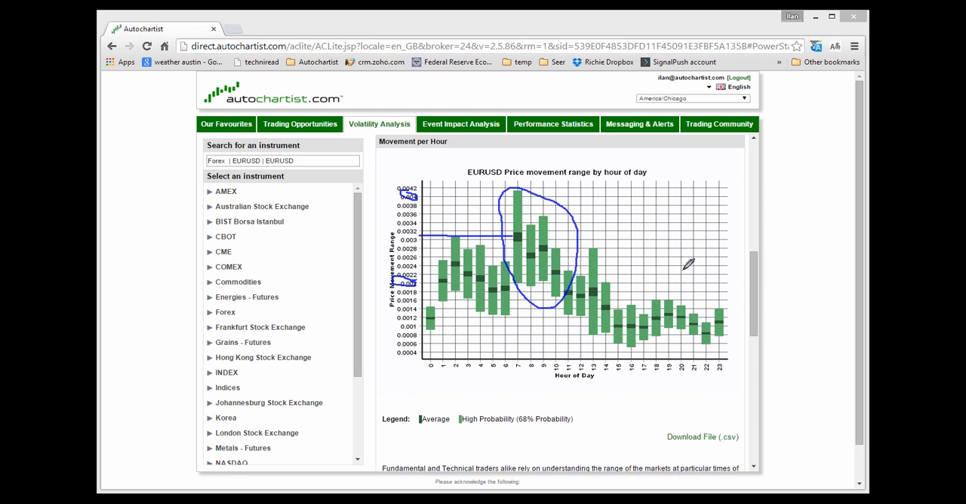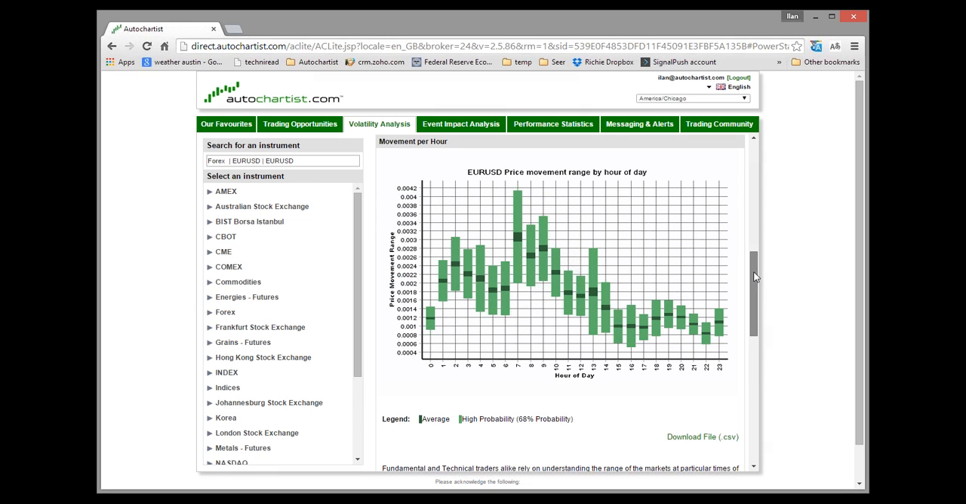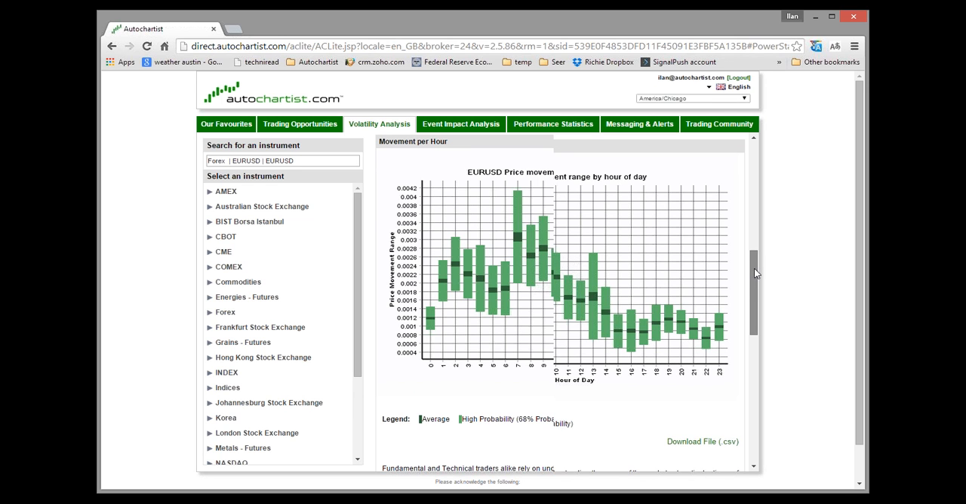So this is what this volatility analysis tool is, and you'll find many of our top traders in the market are all looking at Autochartist.